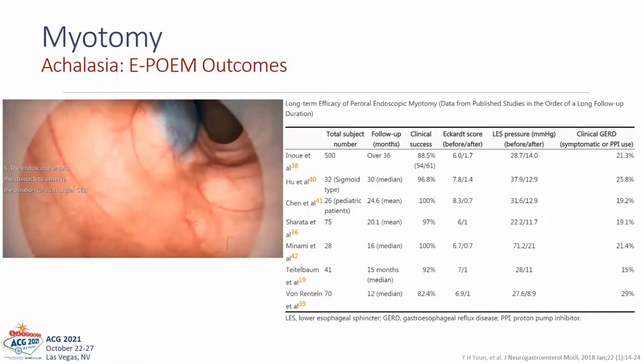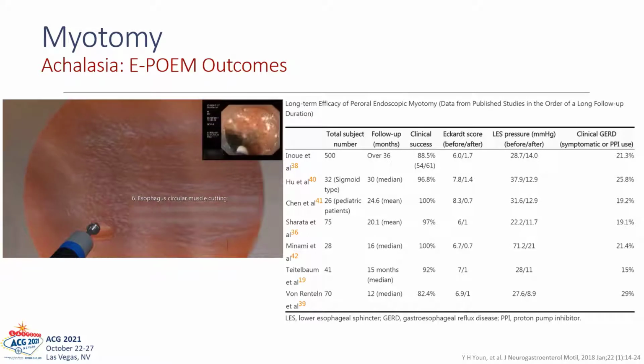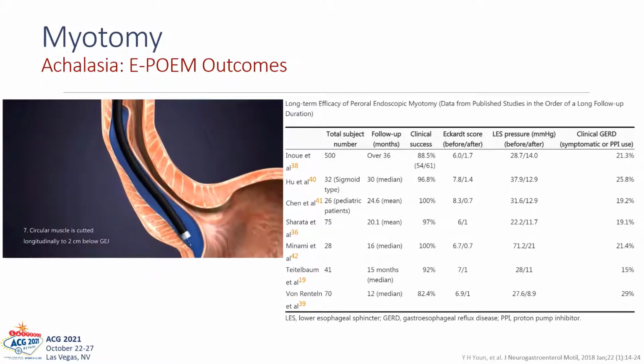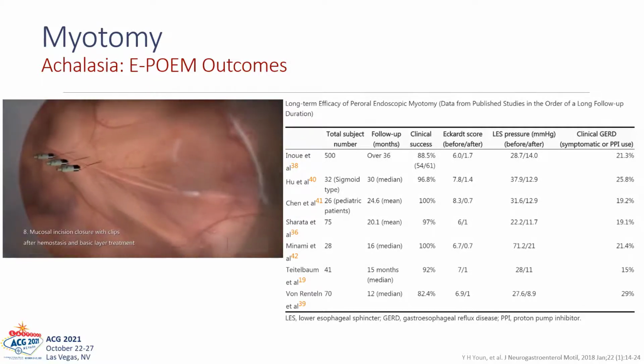This is then confirmed endoscopically. The myotomy has begun roughly 2 to 3 centimeters distal to the access site and extends again roughly 2 centimeters distal to the LES. And the access site is then closed with clips.